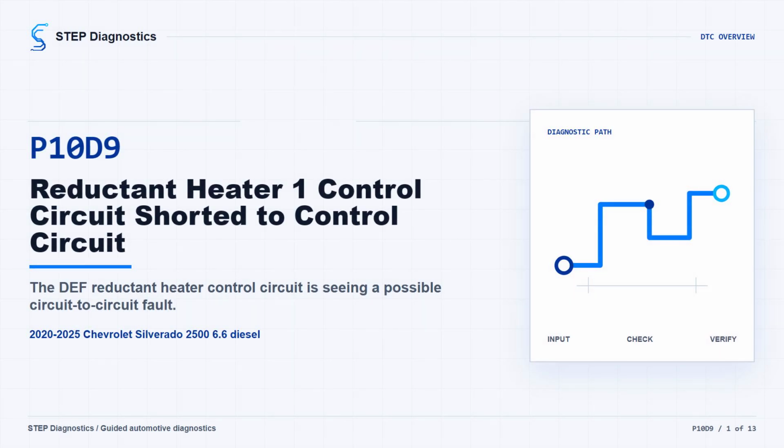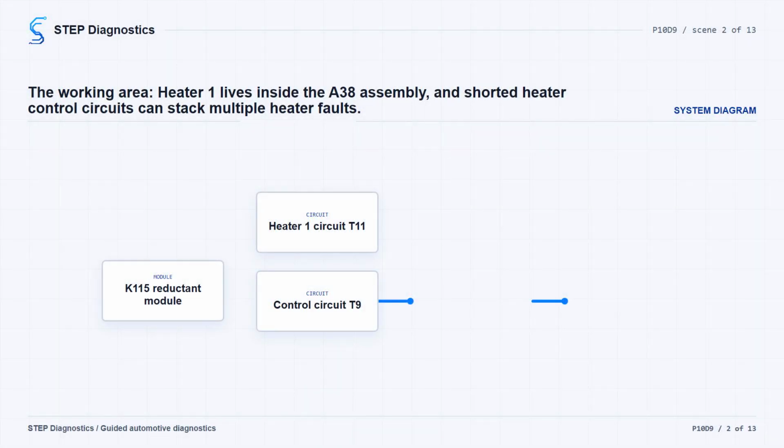On this 2020 to 2025 Chevrolet Silverado 2500 with the 6.6 diesel, P10D9 is aimed at the reductant heater 1 control circuit. In plain terms, the controller is seeing a possible control circuit to control circuit fault in the DEF heater circuit. The truck may show a service emission system or service exhaust fluid system message, and the reductant heater and reductant injector can be disabled when this fault sets.